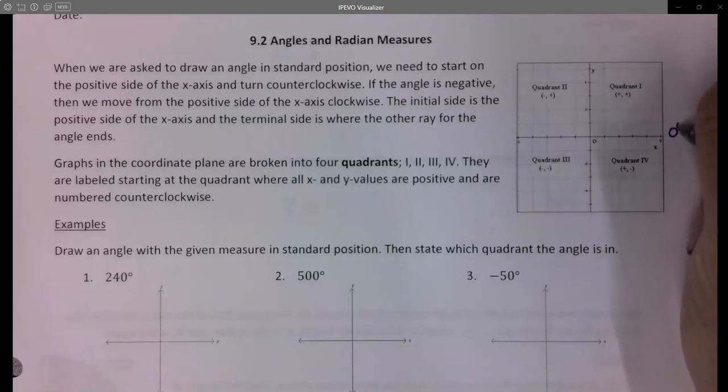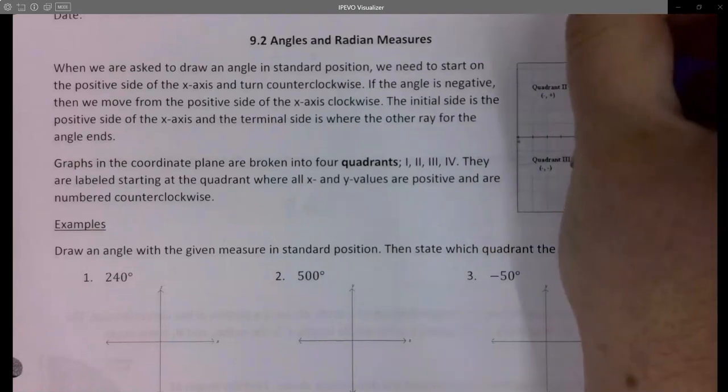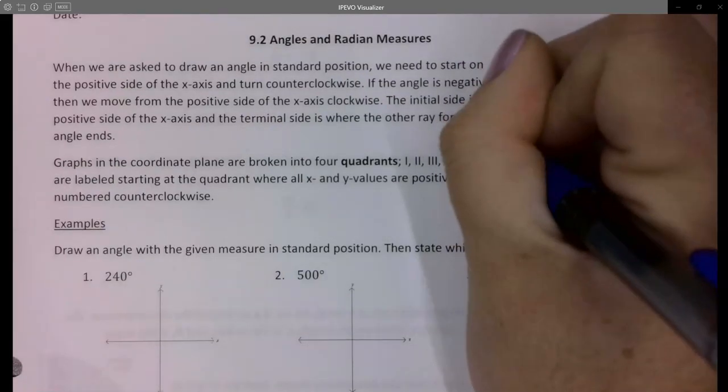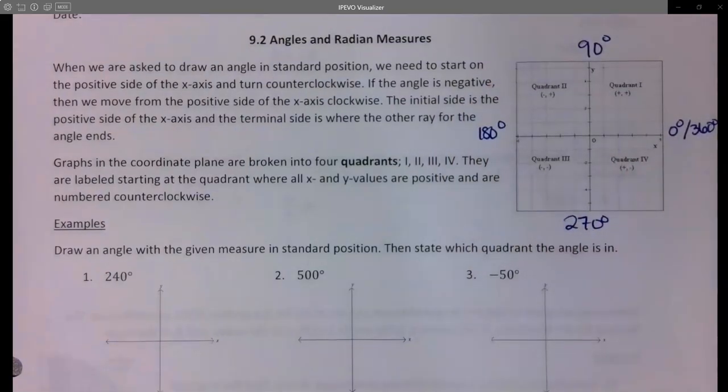If I have my angles in degrees, I'm going to start at 0 degrees, and then it goes to 360. No, I mean, 360 will be there. It comes at the end, because 360 is a complete circle. Then I have 90 degrees, 180, 270, and then finishing up the circle would be the 360.